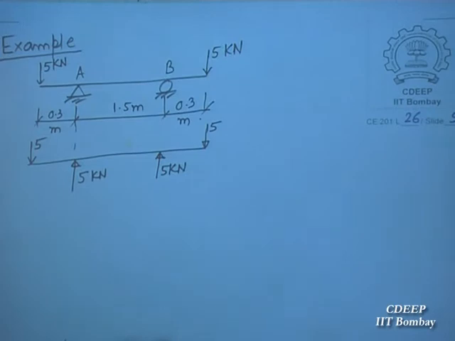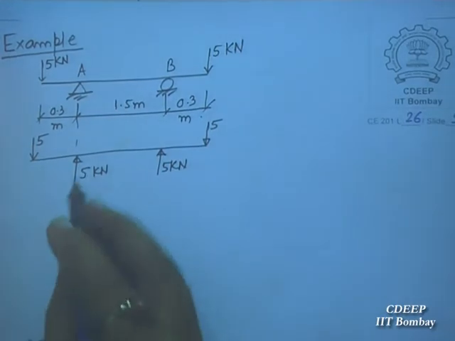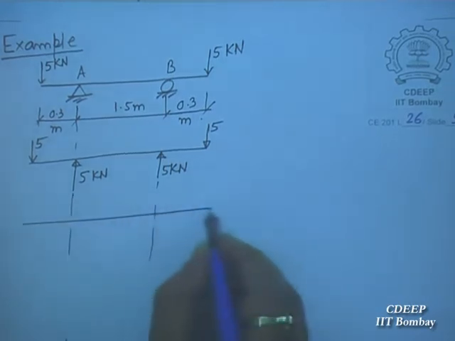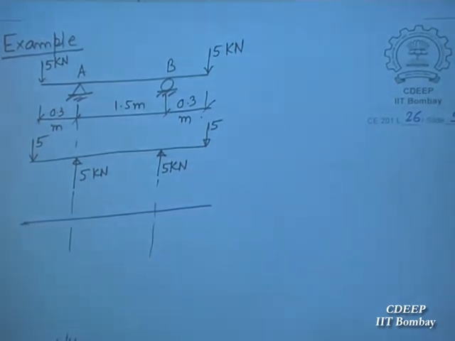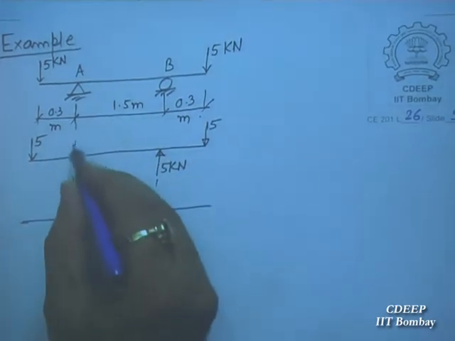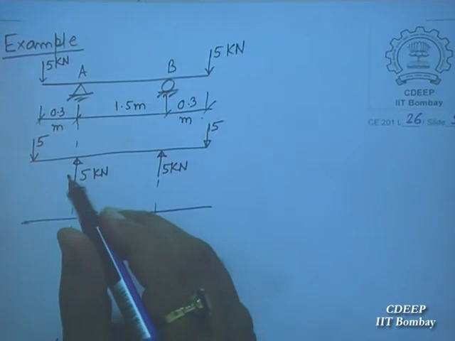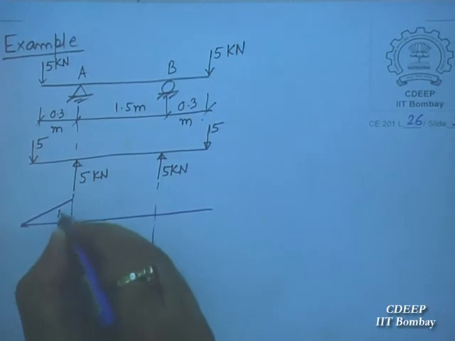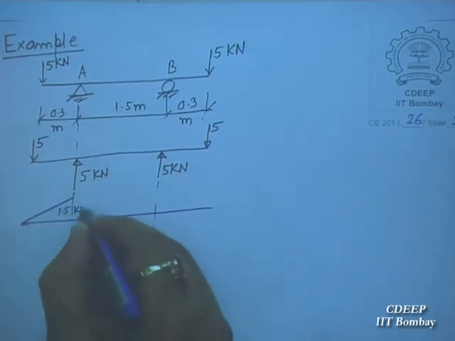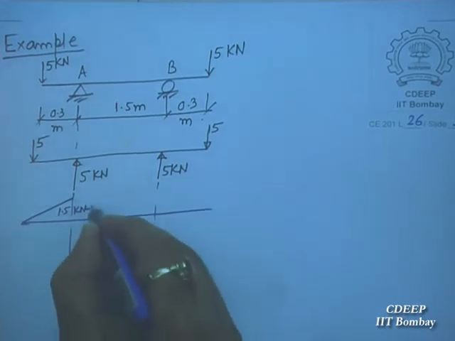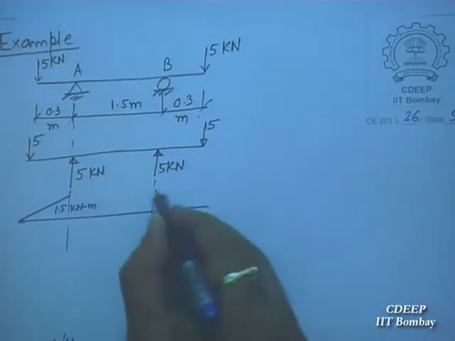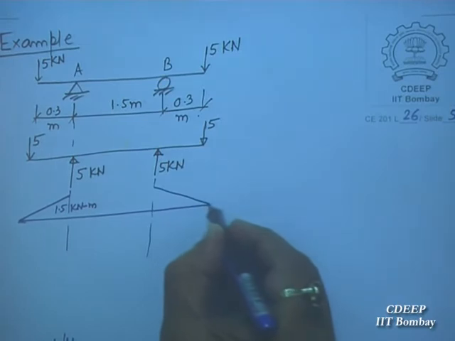This is in equilibrium, and therefore the bending moment and shear force diagram would look like this. 5 into x, 5 into 0.3, so 1.5. So this will go like this. This will be 1.5 kilonewton meter moment. Yes or no? Then from this side also it will go and meet in the same manner.